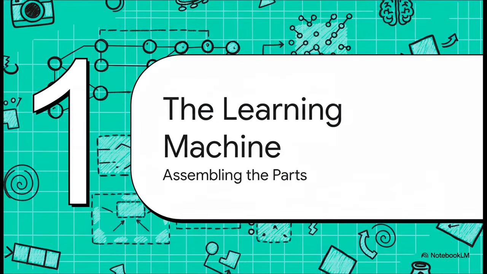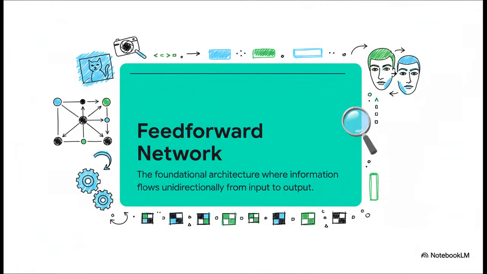Okay, so if we're going to teach a machine to see, we first need to, well, build the machine, right? So let's start by assembling the basic components, the skeleton of what we call a neural network. This is our learning machine. The most basic design, the starting point for almost everything, is called a feedforward network. And honestly, the best way to picture it is like an assembly line.